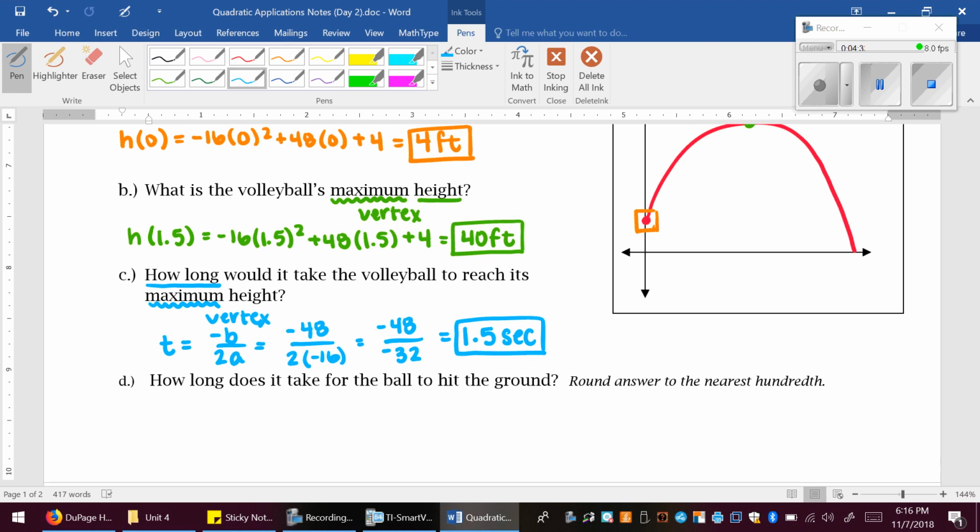Part D says, how long does it take for the ball to hit the ground? So a couple of things we know. First of all, the ball's going to go up into the air and come back down and meet the ground right here. This is the x-intercept, and we know that in an x-intercept, the y-coordinate is 0. Or if it's hitting the ground and it's laying on the ground, the height, or the y value, is 0. So I'm going to take my equation and set it equal to 0, and I need to solve for t.